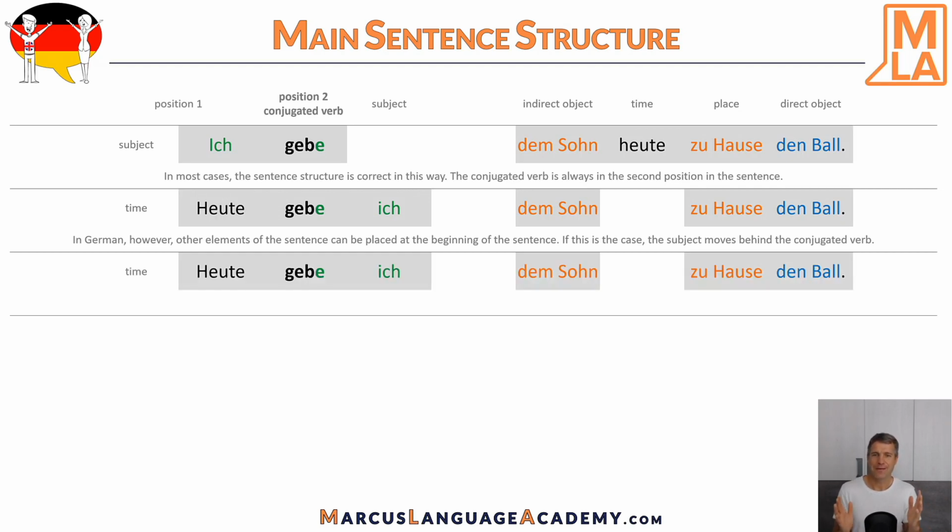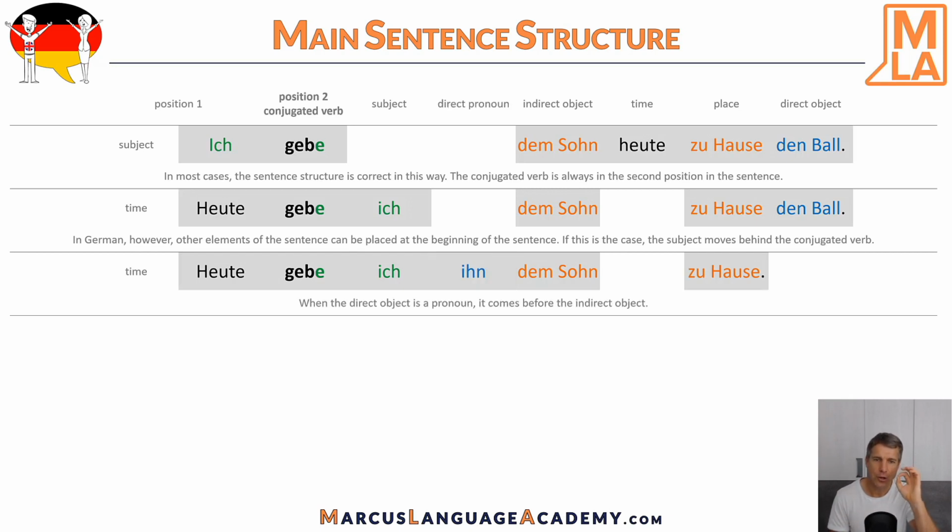Okay, then the direct object becomes a pronoun. It goes before the indirect object. Heute gebe ich ihn dem Sohn zu Hause. Literally, today give I it to the son at home.